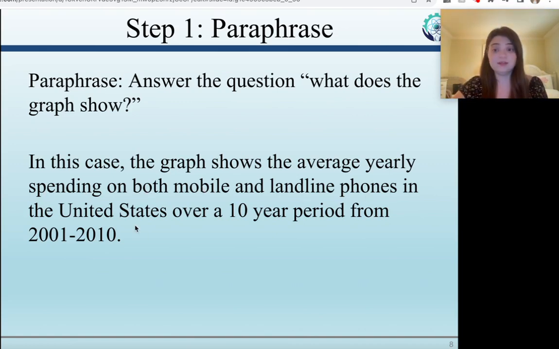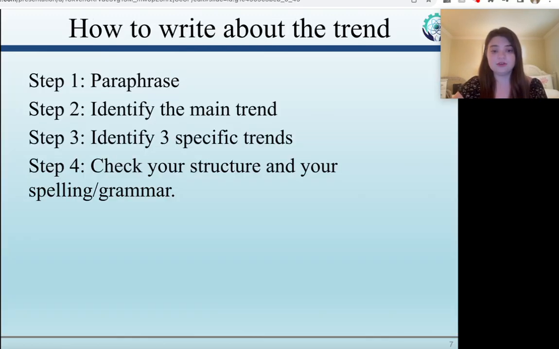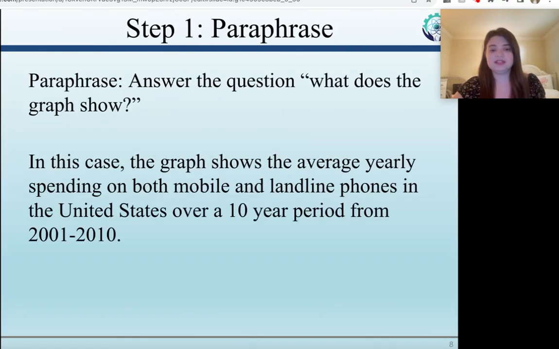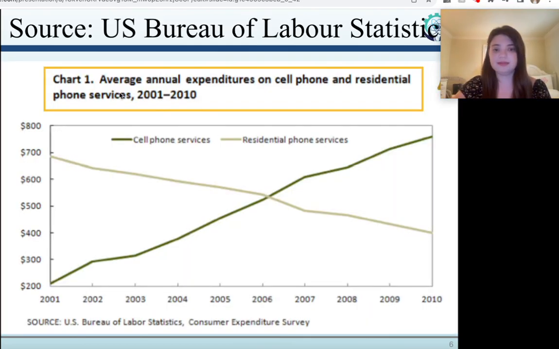We also said in the United States because the source here is the US Bureau of Labor Statistics. And so we know that it's United States data. This is specifically talking about people who live in the United States. And it's over a 10-year period from 2001 to 2010. Now, notice this says essentially the same thing as this does, right? They say essentially the same thing, but I worded it differently.